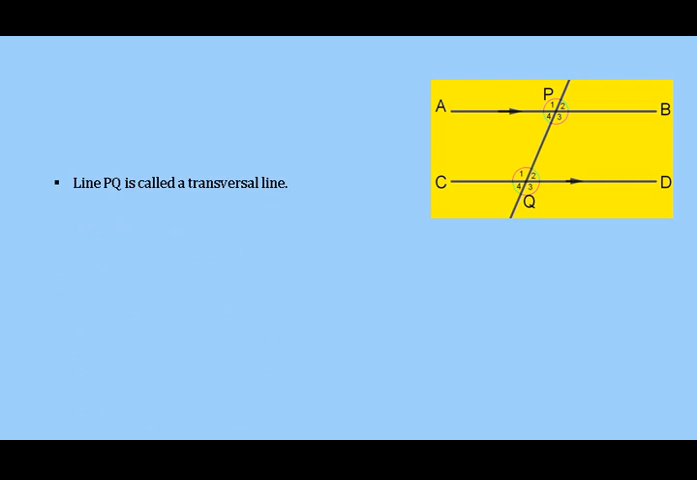Now we have this diagram. Line PQ is called a transversal line. The line that I'm talking about, line PQ, is this one. It is called the transversal line. AB is parallel to CD. As you can see, AB is marked here and CD is marked there.